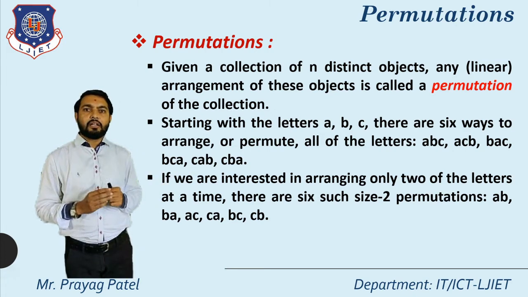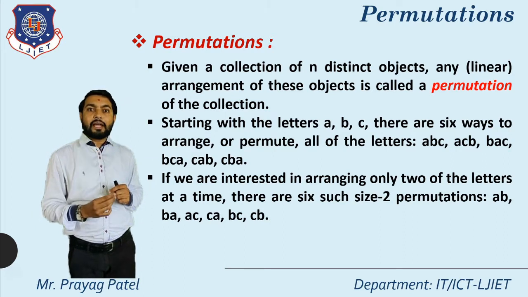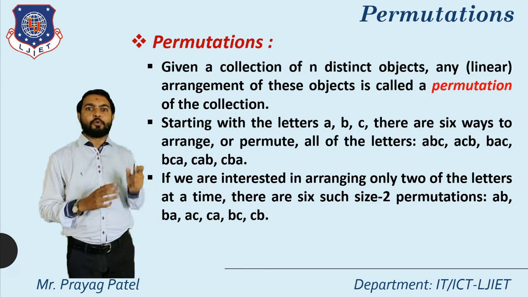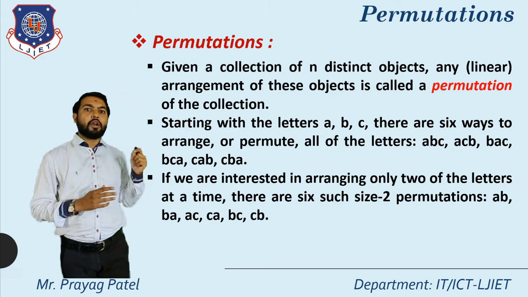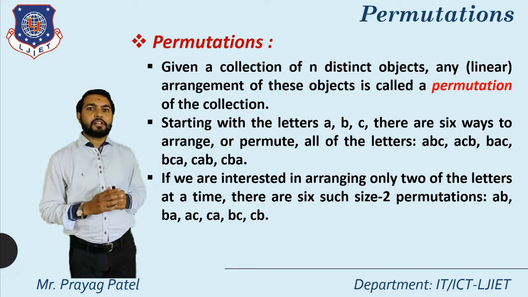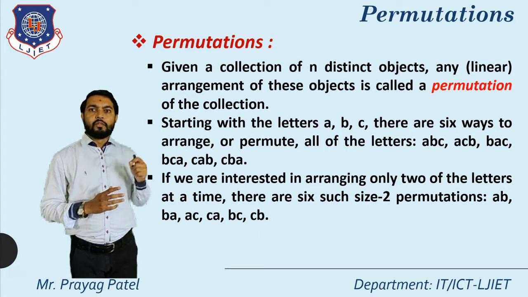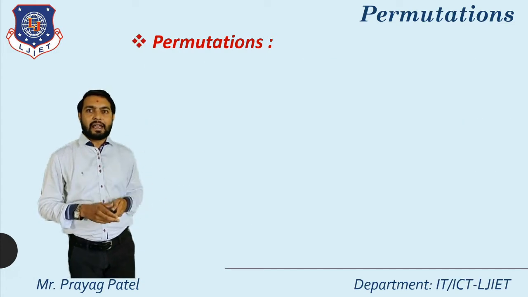Now here, given 3 characters available, A, B and C, you have to arrange only size 2. That means you have to consider a subset of 2 elements. If we are interested in arranging only 2 of the letters at a time, there are 6 such size 2 permutations: AB, BA, AC, CA, BC and CB. So this is called the n, r arrangement.